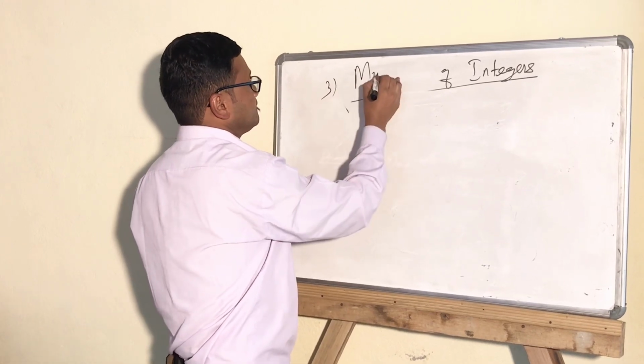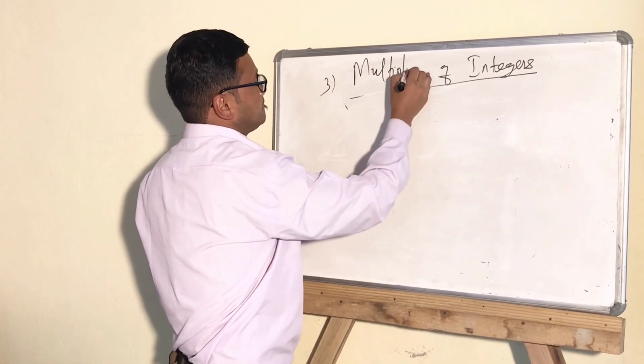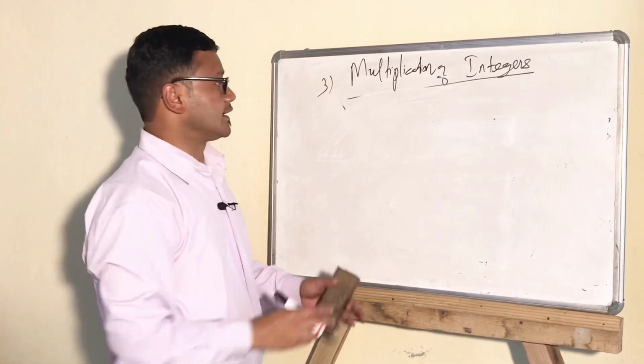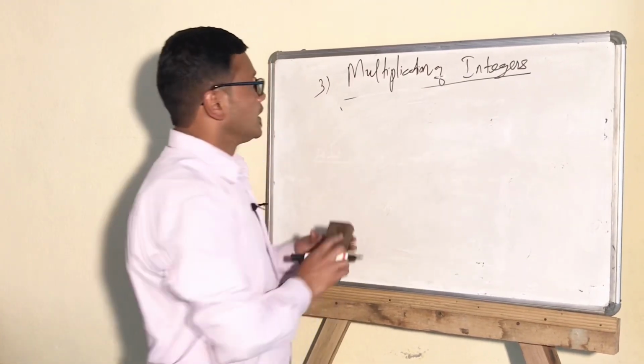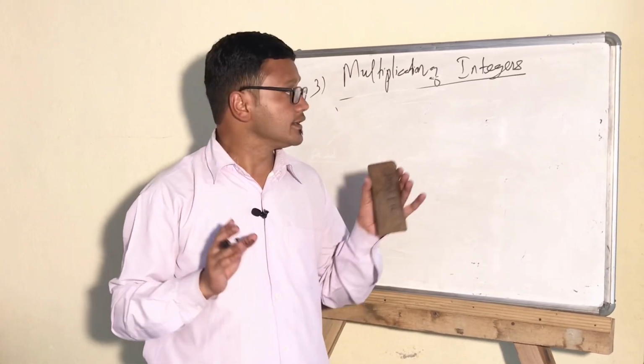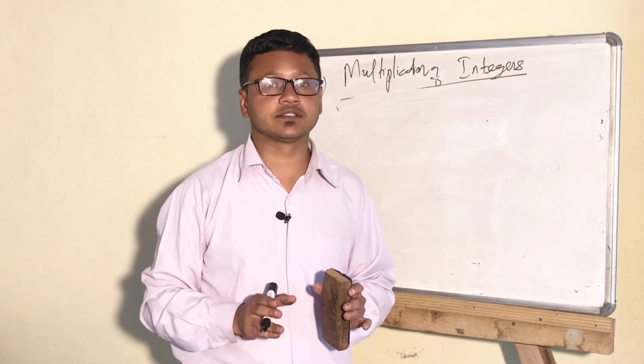Number 3, multiplication of integers. Okay, first of all we should know, whenever we are multiplying the integers, integral numbers, we must consider the sign.